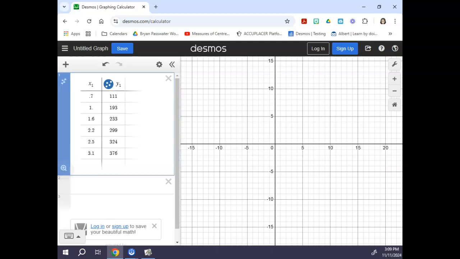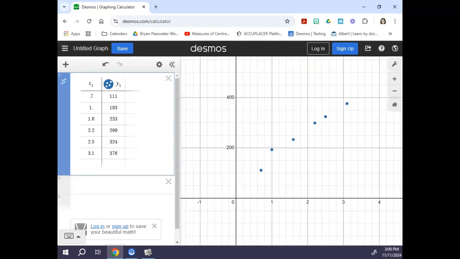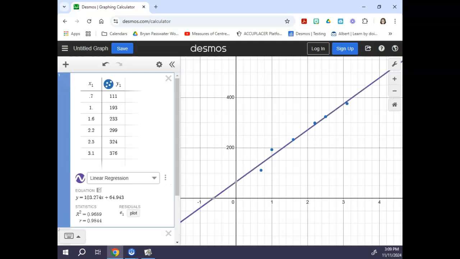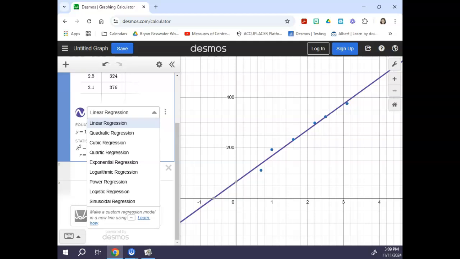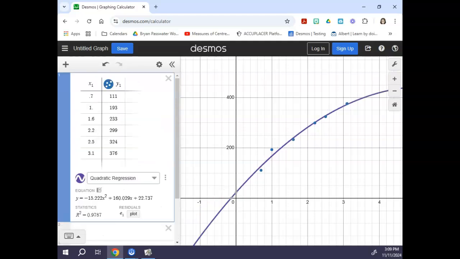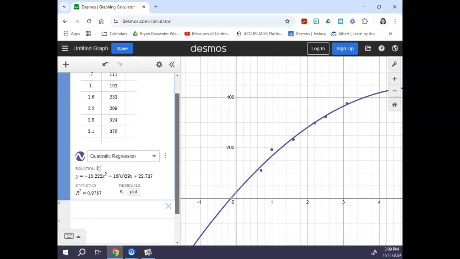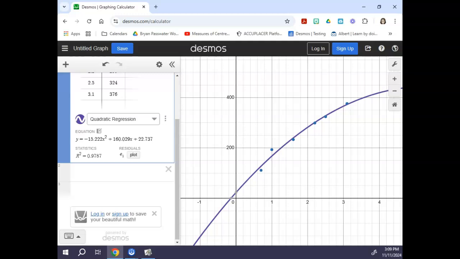If I hit this little magnifying glass, it'll make it a decent looking zoom level. I can do my regression. Remember, linear is the default, and it told me to use quadratic. So there is my quadratic regression. All right, here's what we have. Now, let me remind you that what you write down has to be correct to 3 decimal places.